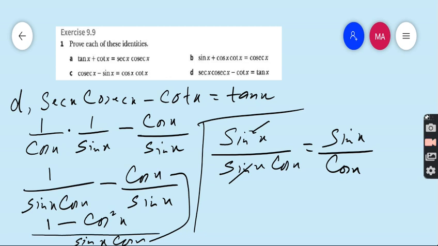And sin x upon cos x is what? Yes, tan x. So we achieve right hand side. Hence it is proved that left hand side is equal to right hand side. So this is question number 1. We have done all parts. Move to question number 2.